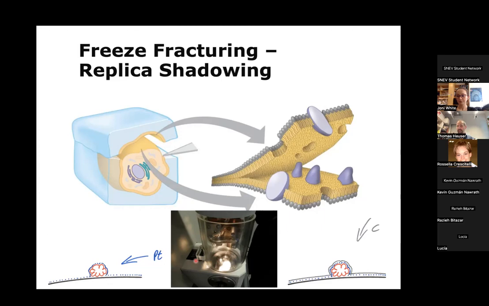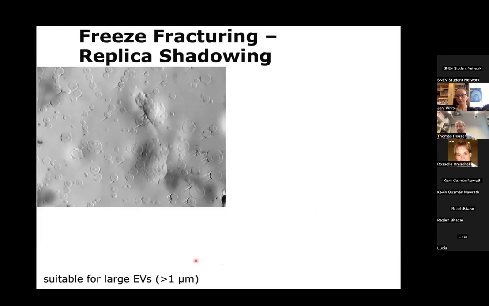The nice thing is this replica will stay as is. You can warm up your sample. You can even add some SDS to digest it. But this replica will preserve the imprint of your biological sample. And this is then something you can look at. To be fair, I have to admit, these here are no vesicles.